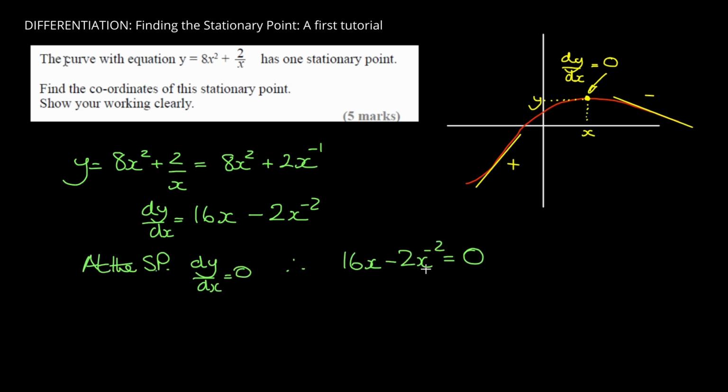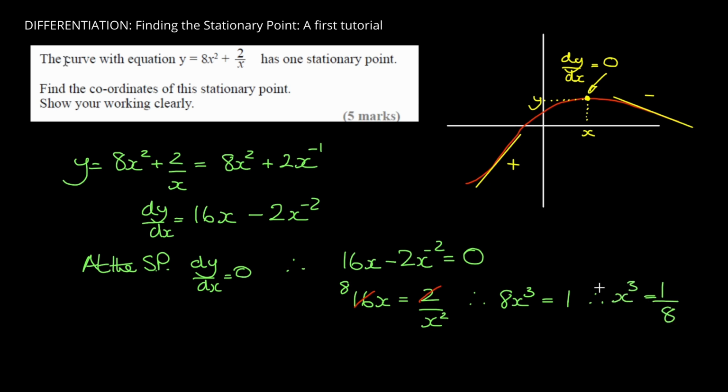Okay, moving the 2x to the minus 2 onto the other side, and I'm going to rewrite this as a divided by x squared term. So I get 16x is equal to 2 over x squared. Straight away, the 2 will cancel with the 16, leaving 8. And if we cross multiply the x squared underneath here, we will get 8x cubed is equal to 1. So therefore, dividing both sides by 8, we get x cubed is equal to an eighth.